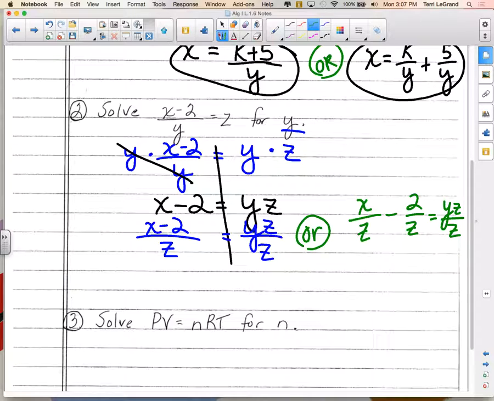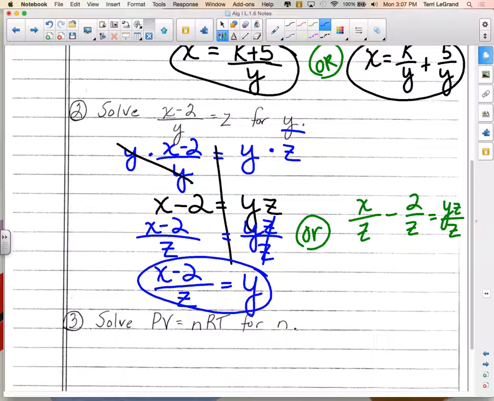Over here, back at our first one, can we really take x minus 2 and divide it by z? It's going to have to stay that way, isn't it? So this side's going to stay x minus 2 over z. The other side, the z's can cancel, and the y will be by itself.